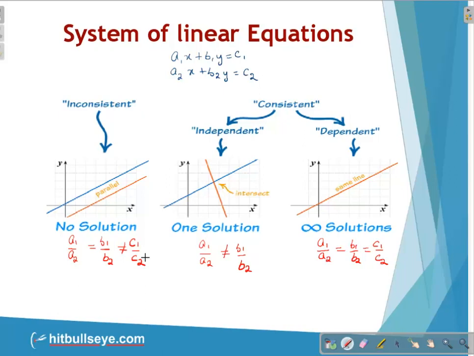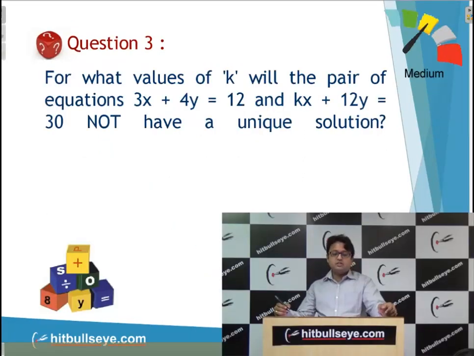So, only in the particular case of a1 by a2 not equal to b1 by b2, we could use the method of substitution and elimination. And in the other two cases, we don't solve the question, and we directly say the solution is infinite or it has no solutions. Now let us see an example based on the system of linear equations. For what values of k will the pair of linear equations not have a unique solution?